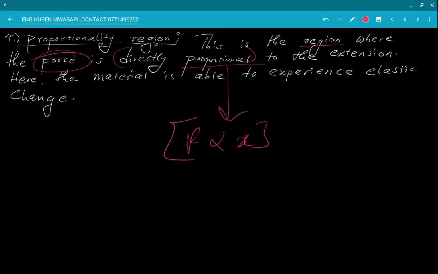So be mindful of this terminology. Now the proportionality region is very simple to understand, and here the material is still able to experience what we call what? Elastic change. Elastic change is very simple to understand, and we did make mention that this is just simply the ability of the material to go back to its original shape or size when the force or load that was attached to it is what? Removed. Alright, it's good that we understand what this terminology really is. Let's move on to the next terminology.